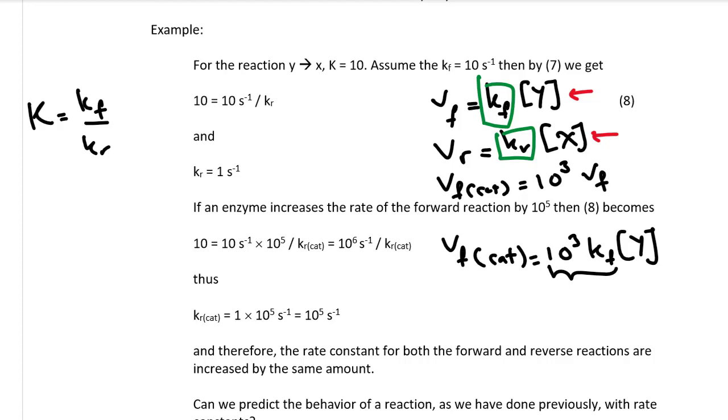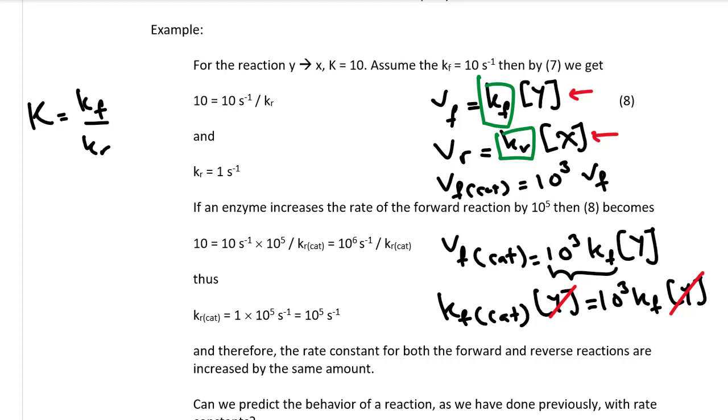So now, if I just put in the equation for Vf cat, what will I have? Vf cat actually equals K forward catalyzed times the concentration of Y, which equals 10 to the 3 Kf times the concentration of Y. Well, the Y's will cancel out because they're the same. Kf cat equals 10 to the 3 times the original rate constant for the forward reaction.